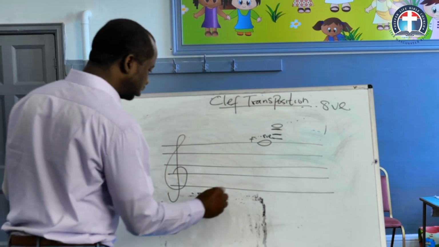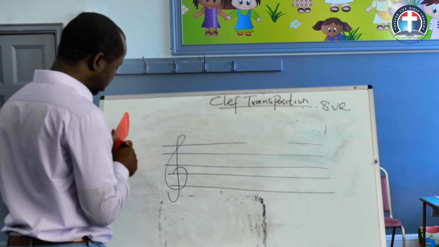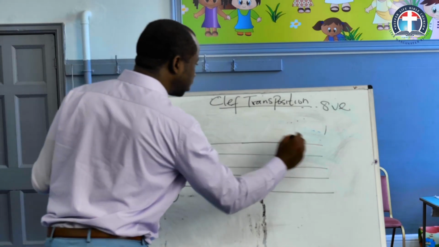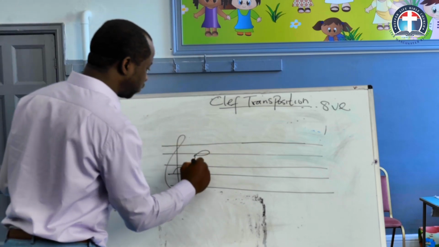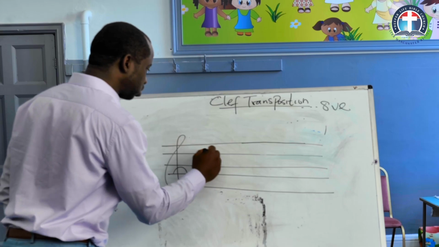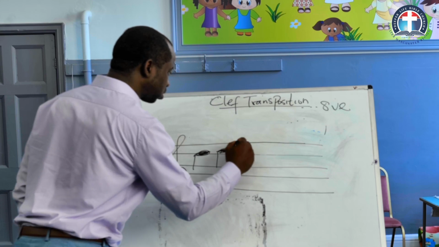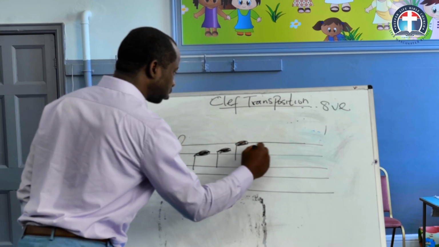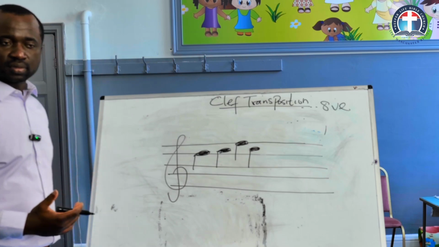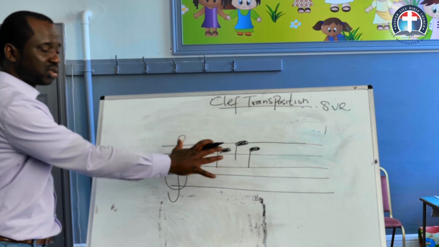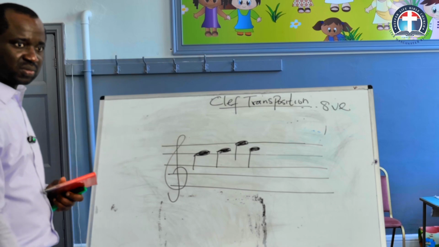If I give you something like this, I know you've done all these things before, but just for the sake of argument, let's say you have just these 4 notes. You have these 4 notes, and then you're asked to transpose it an octave lower. What you simply need to do is count 8 to the 8th note.